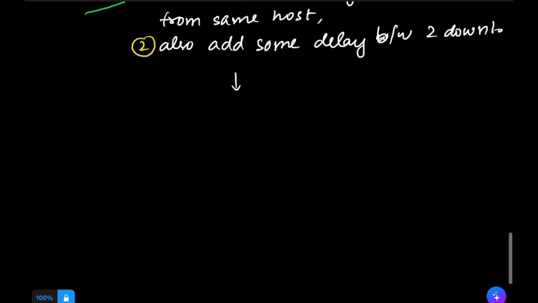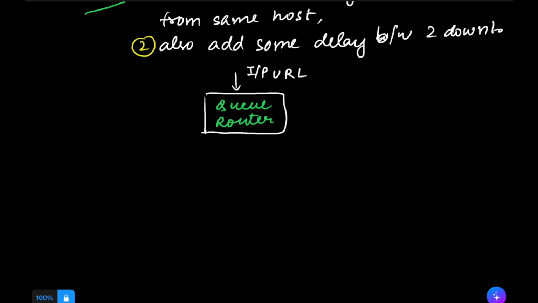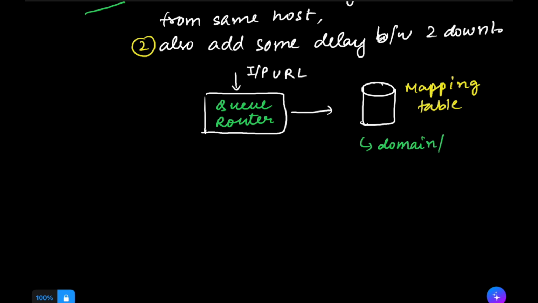For this, let's say we have an input URL, and we have a service, let's say the queue router. What it does is redirect the URL to a mapping table. So what does this mapping table store? For a particular domain or particular host, it stores which queue will store the URLs. So this is basically a mapping between a particular host and a particular queue.